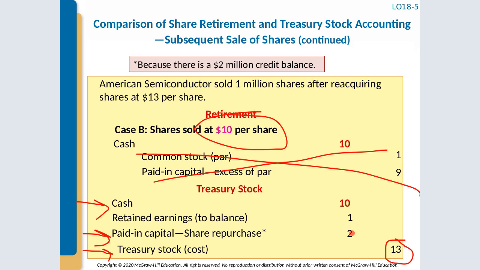Okay, so it was increasing equity. That means it was a credit. So now we're debiting it. And then we still have a difference. So that difference will come out of retained earnings. Okay.